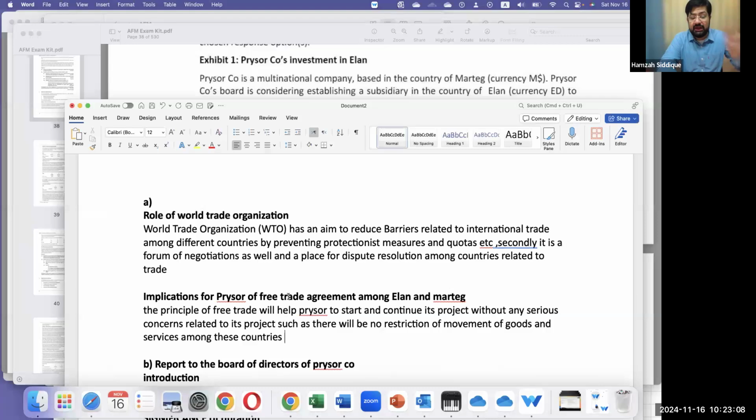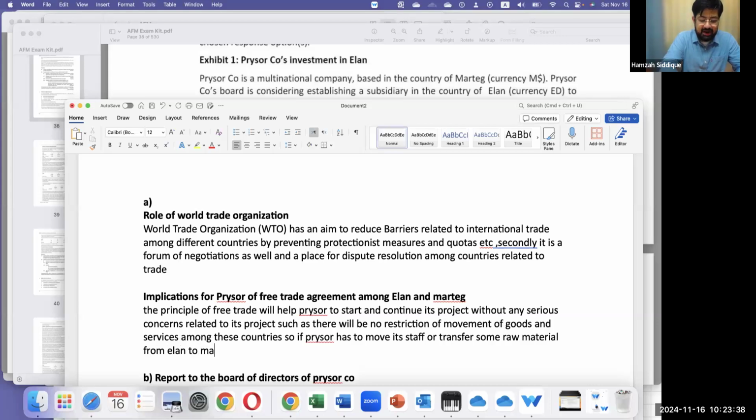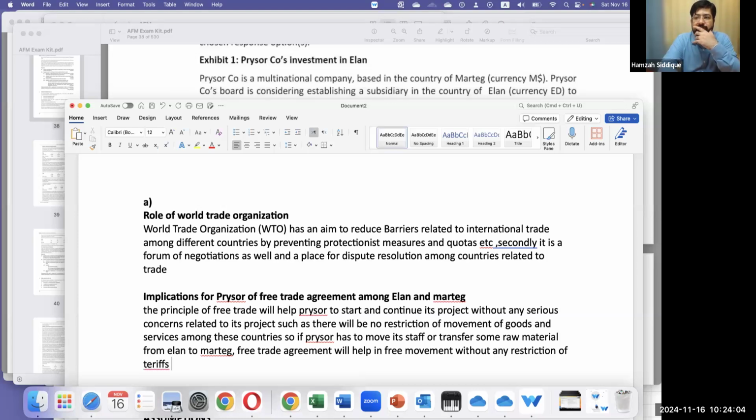So now linking to the scenario. If Prysor has to move its staff or transfer some raw material from Elan to Maltech, the free trade agreement will help in free movement without any restriction or tariffs. Yes, it will help them.